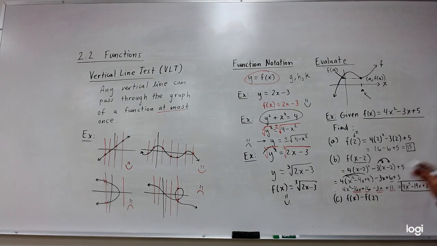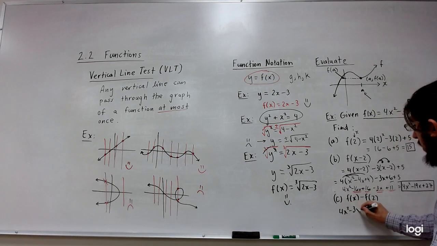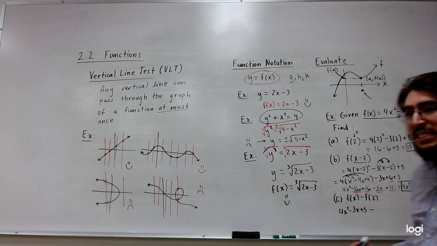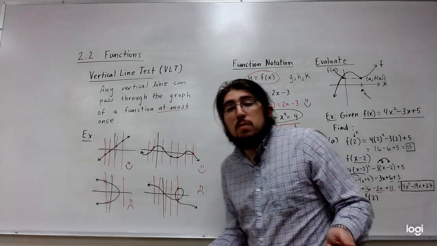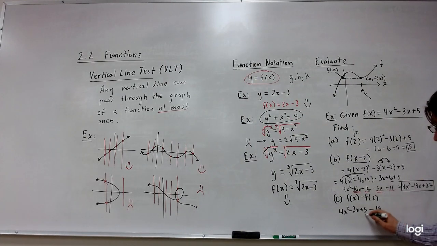Good. The next one is a little less work, to be quite honest, but let's see. f of x is just what it was. 4x squared minus 3x plus 5 minus f of 2. We already found f of 2. What was f of 2? f of 2 was 15. So 5 minus 15 combine to negative 10. So altogether we have 4x squared minus 3x minus 10.